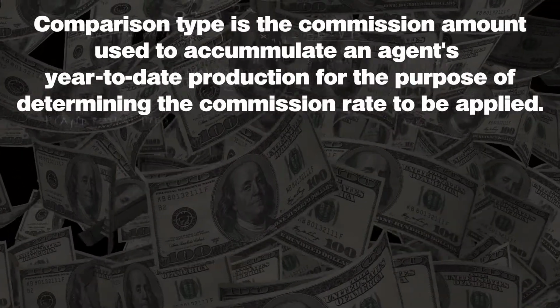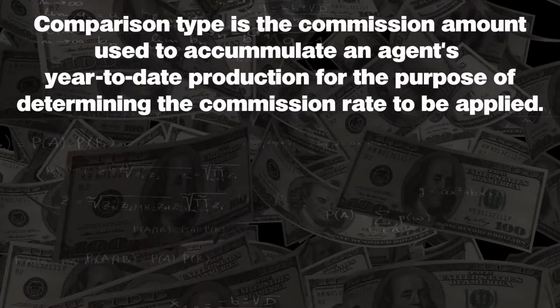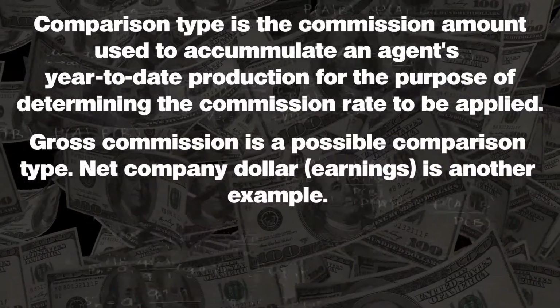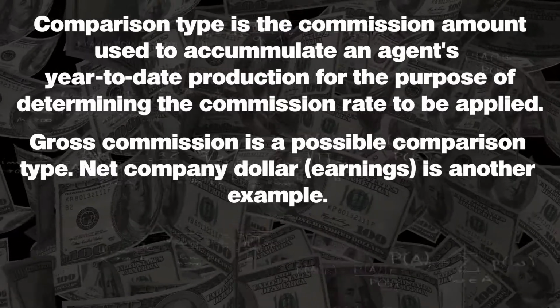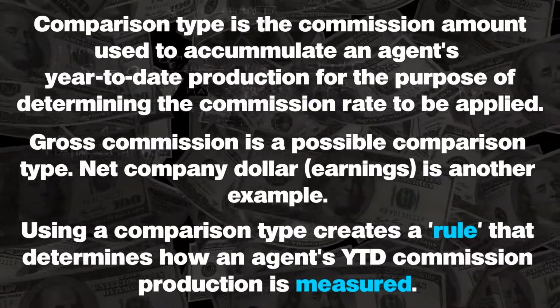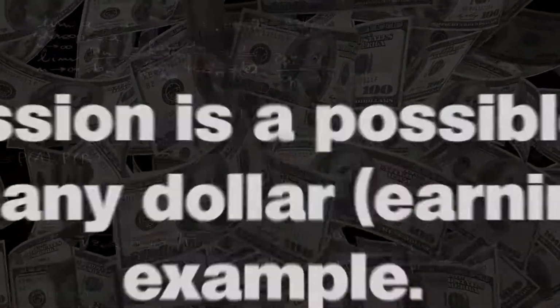Comparison type is the commission amount used to accumulate the agent's year-to-date production for the purpose of determining the commission rate to be applied. Gross commission is a possible comparison type. Net company dollar earnings is another example. Using a comparison type creates a rule that determines how the agent's year-to-date commission production is measured.